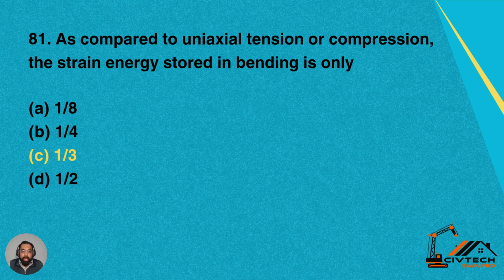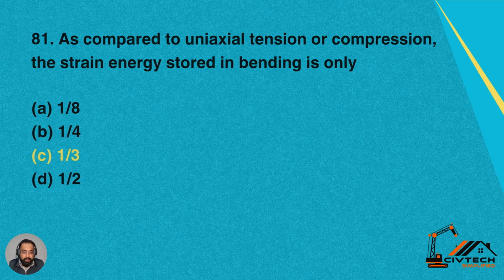Question 81. As compared to uniaxial tension or compression, the strain energy stored in bending is only. What is the strain energy stored in bending as compared to uniaxial tension or compression? Option A, 1 by 8, option B, 1 by 4, option C, 1 by 3, option D, 1 by 2. So C is the correct answer. It's 1 by 3. As compared to uniaxial tension or compression, the strain energy stored in bending is only 1 by 3. C is the correct answer for this question.